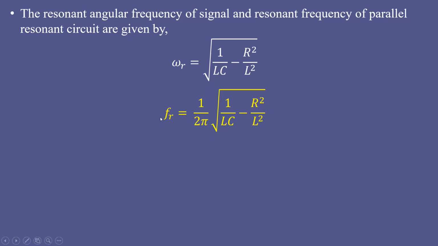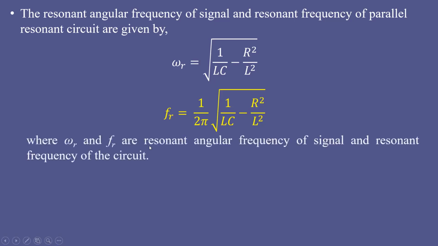Therefore, this resonant frequency also depends on resistance, inductance and capacitance. All three components are going to decide the resonant frequency of the parallel resonant circuit. Here omega R and Fr: omega R is the angular resonant frequency, Fr is simply the resonant frequency.